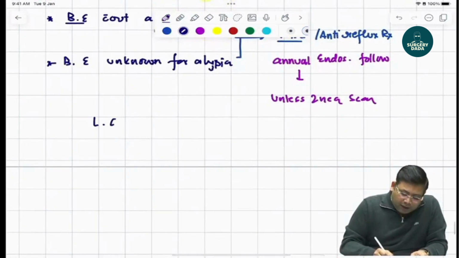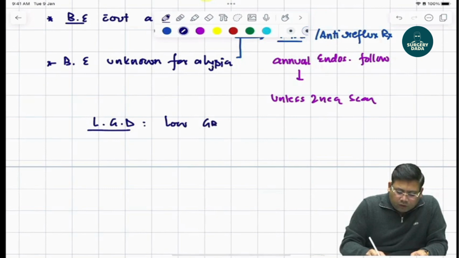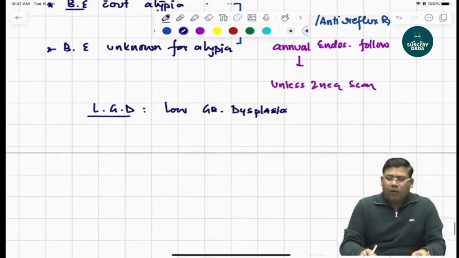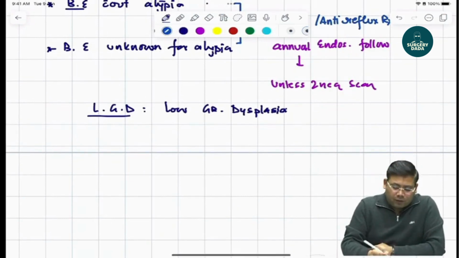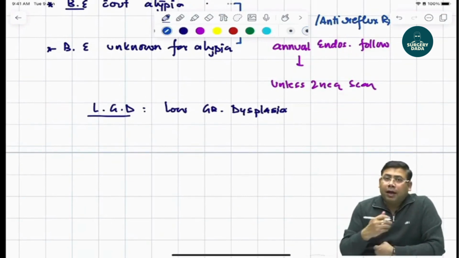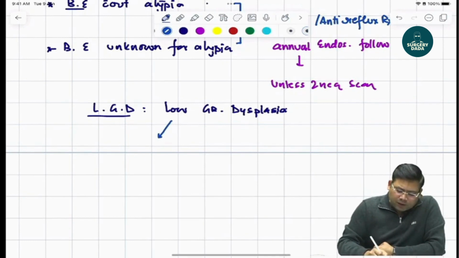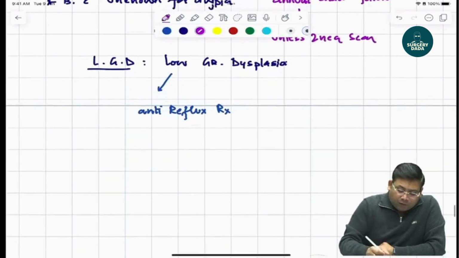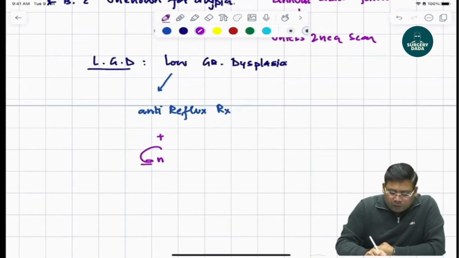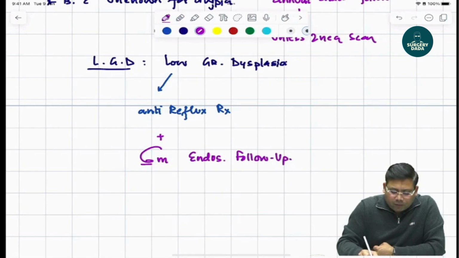Then we have LGD. What is LGD, students? We have low grade dysplasia. When we talk about low grade dysplasia, what are the important things that we need to understand? And one is high grade dysplasia. For low grade dysplasia, same anti-reflux therapy, this is one thing. We are going to go for anti-reflux therapy, and along with that, instead of annual, we are going to go for 6 monthly endoscopic follow-up. This is again very important.